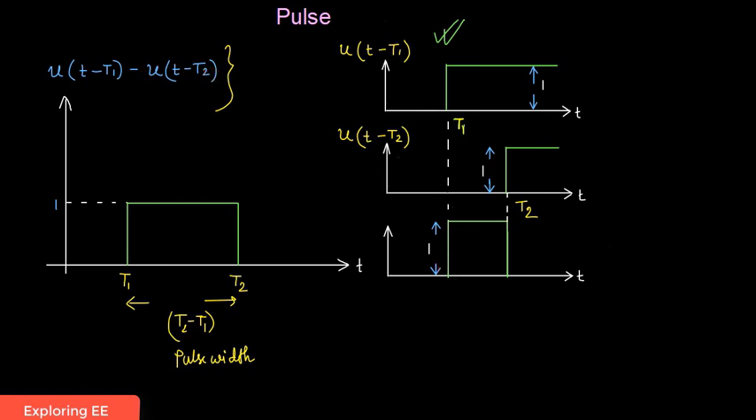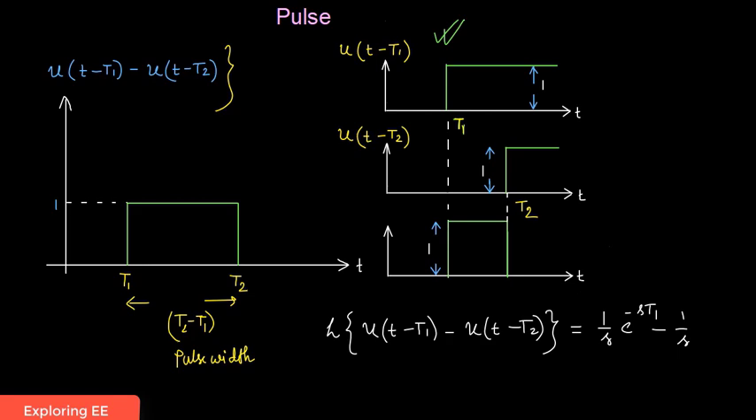So the Laplace transform of this kind of function can be written in this form: L{u(t-t1) - u(t-t2)} is equal to 1 by s times e^(-st1) minus 1 by s times e^(-st2). So if we take 1 by s common, it is (e^(-st1) - e^(-st2))/s. This is the answer.